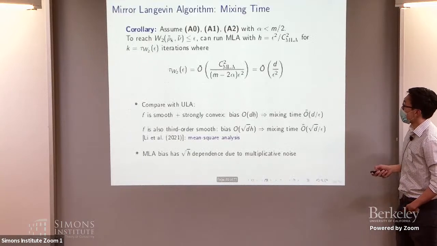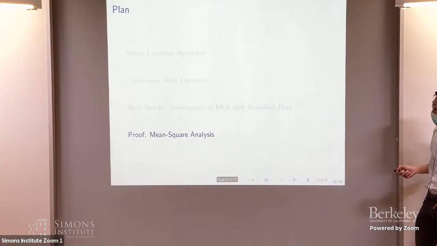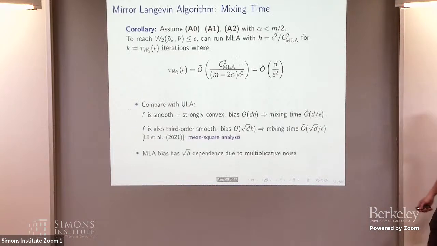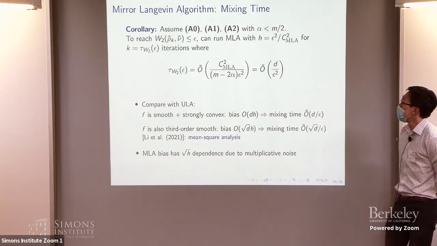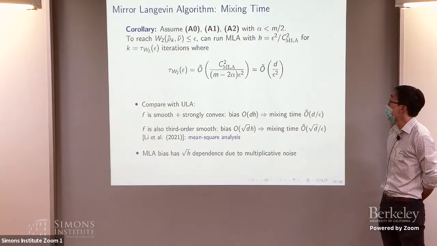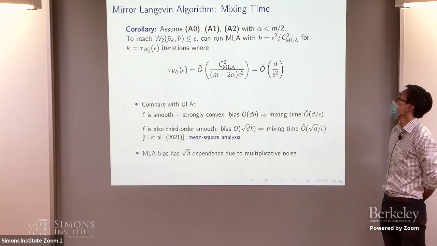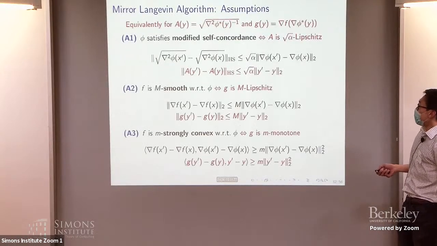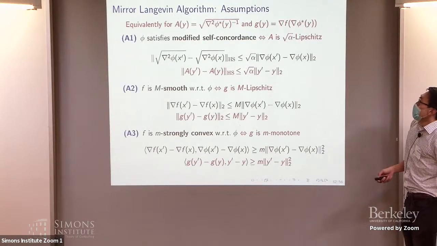Okay, so that was the result, and for the rest of the talk, I'll try to describe the proof technique using the mean squared analysis framework. Wait, before you go there, can I ask a quick question? Yes. When you specialize this to phi equals f, I know that A2 and A3 are basically free with m equals 1, but what does A1 give you? What does it say on f?